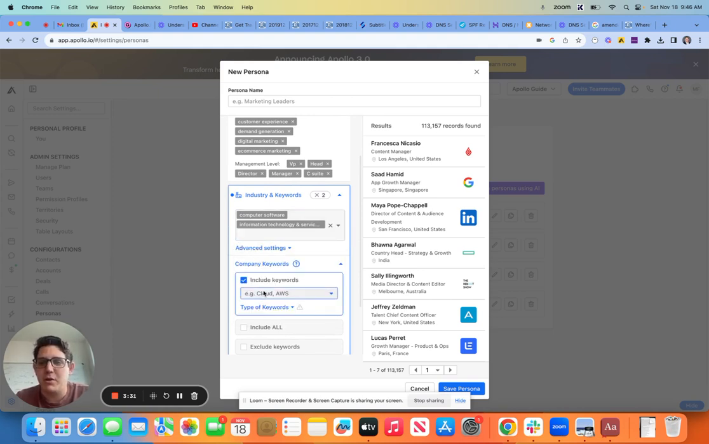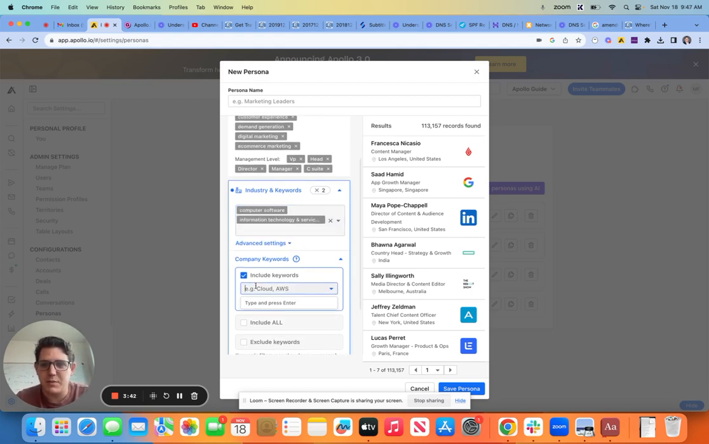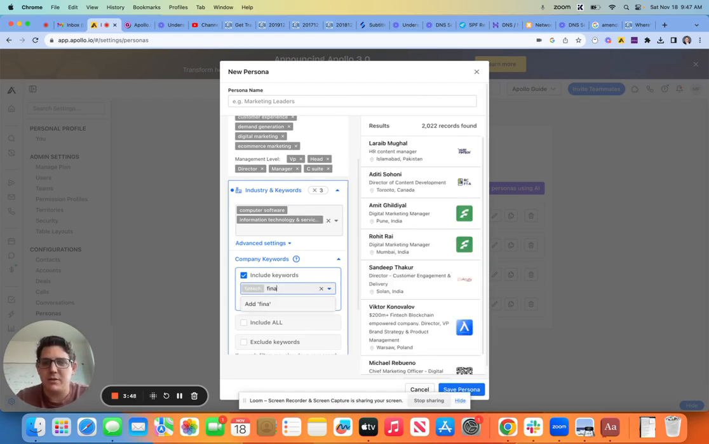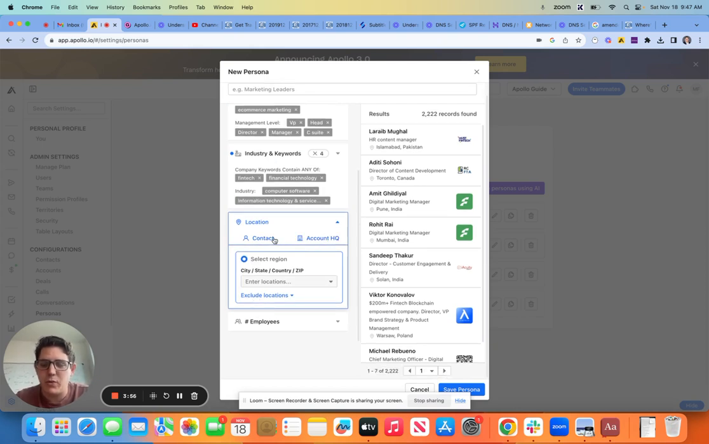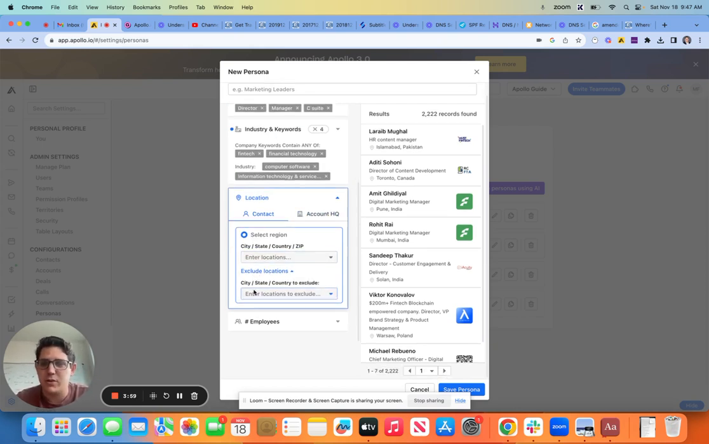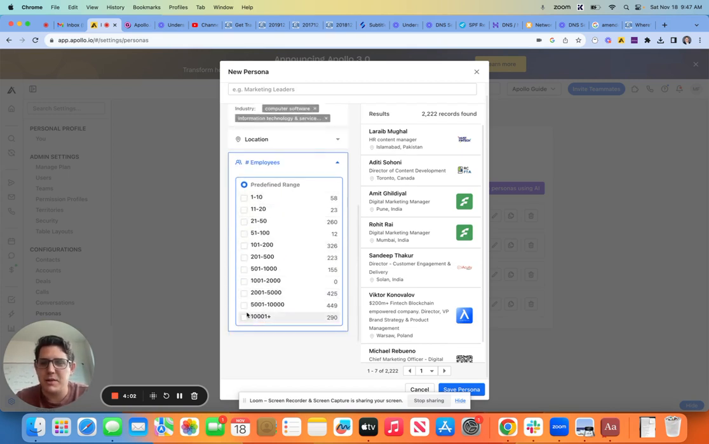And then what you can do is you can include company keywords. So let's flip our example here. Let's say we're doing fintech, right? We want to include all the computer software and information technology people, but we also want to limit that to, let's say, fintech, financial technology, so on and so forth, right? Now, the location, obviously key here. We can do either on the account side or we can do on the contact side. We can also exclude. And then the size of the business is obviously going to be dependent on what you're selling, the price point, and other factors like deal length and ACV, all that good stuff.